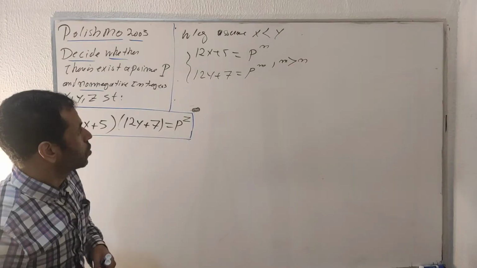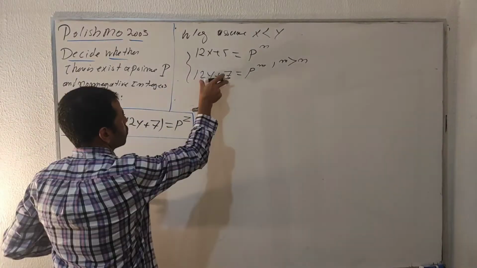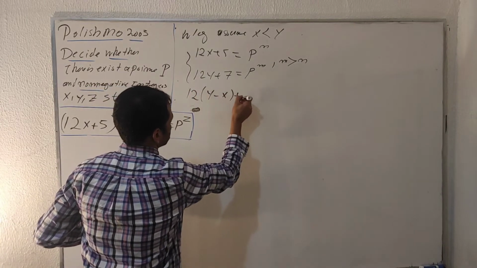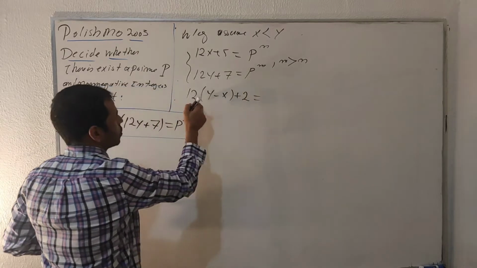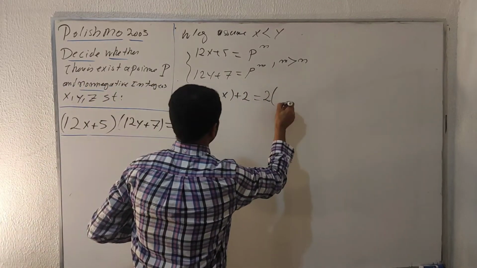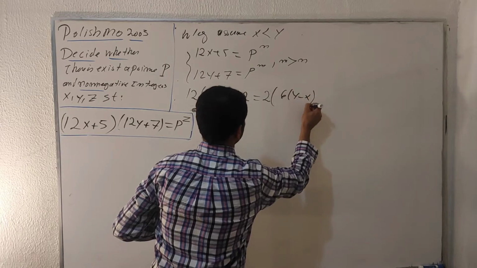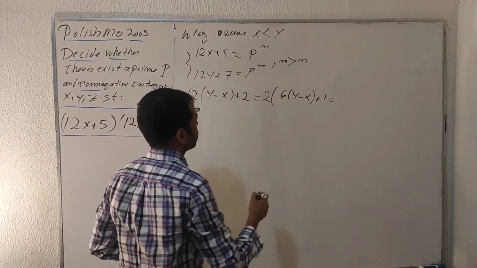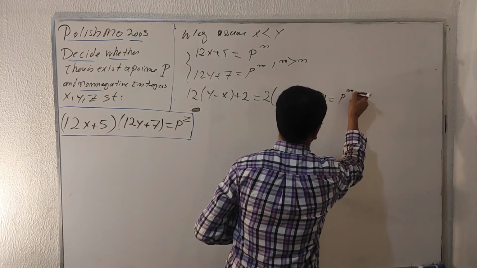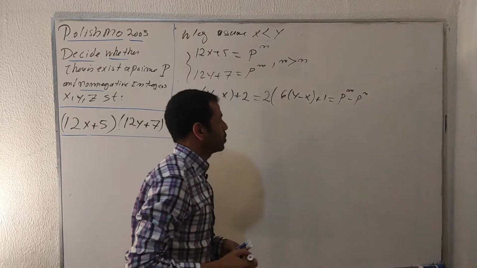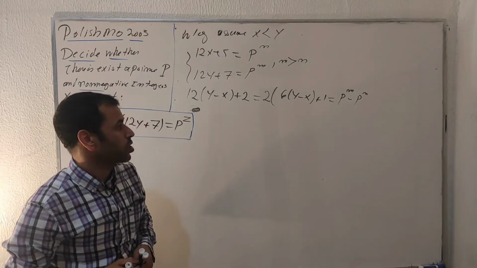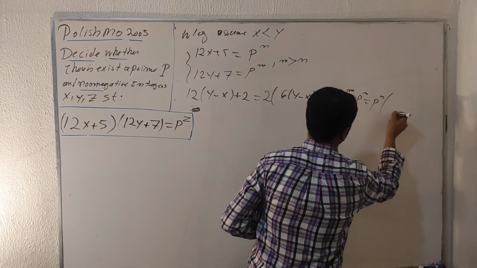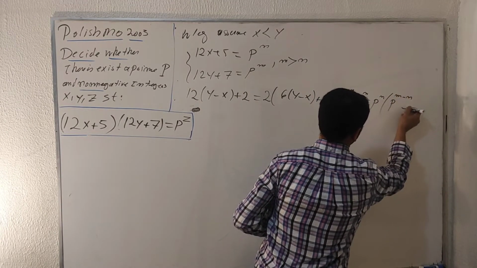Okay, so I'm going to take the difference of the two equations. Putting this one minus this one, I get 12 times y minus x plus 2 here. Then taking 2 as a common factor, I get 6 multiplied by y minus x plus 1 equals, making the difference of these two terms, p to the m minus p to the n. Since p to the n is smaller than p to the m, I'm going to take it as a common factor. We'll get p to the n times p to the m minus n minus 1.